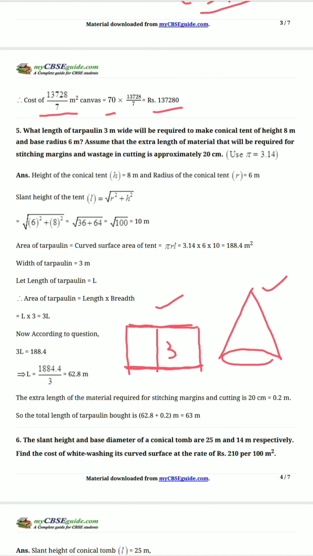Now in this question we are being given for the conical tent the height and radius. So we will first find the slant height, and we have already discussed the formula is L equals under root R square plus H square.